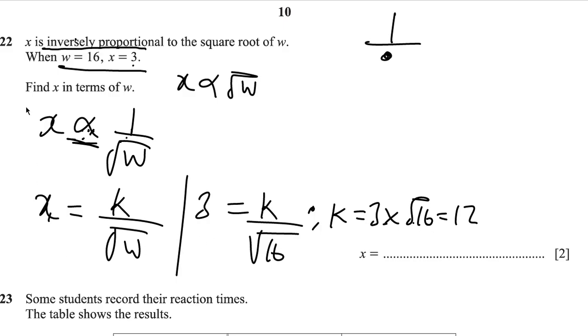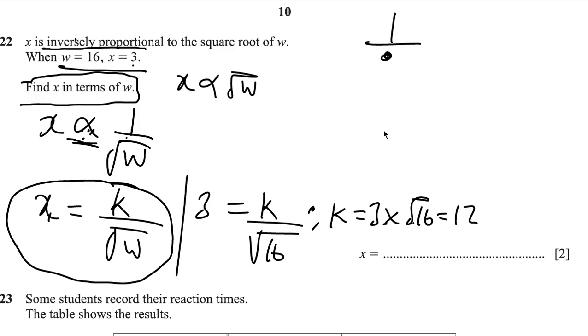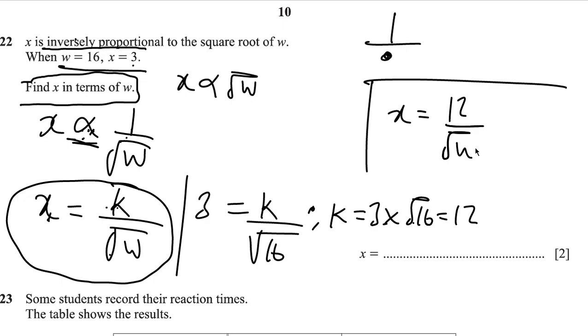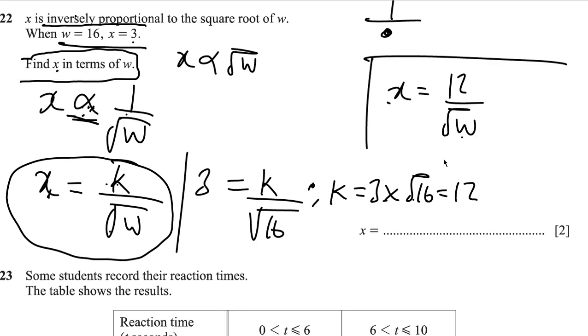The question says find x in terms of w. So if you're given a question like this, all you need to do is get the constant of proportionality and then come back here, and that's what they need. Since we have x is equal to k over root w, and based on the information we're given, k is 12, we could then say that x is equal to 12 over root w. So we've expressed x in terms of w.